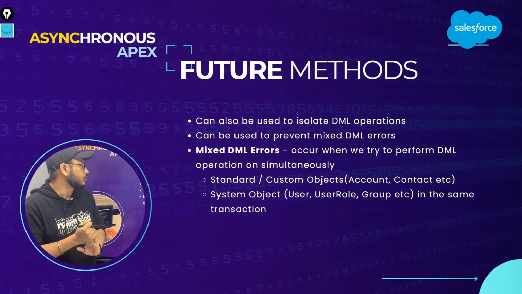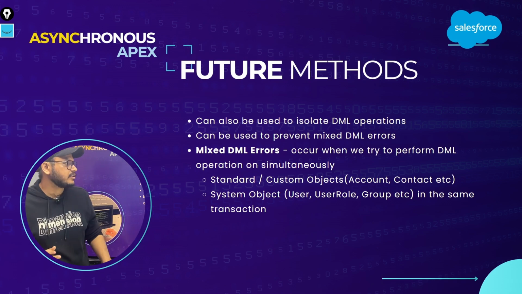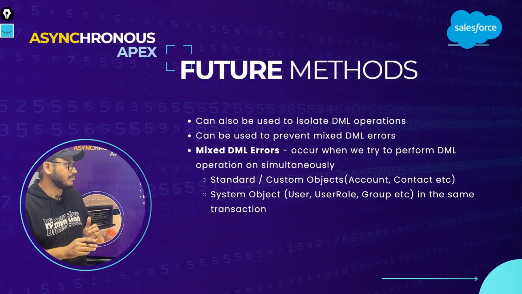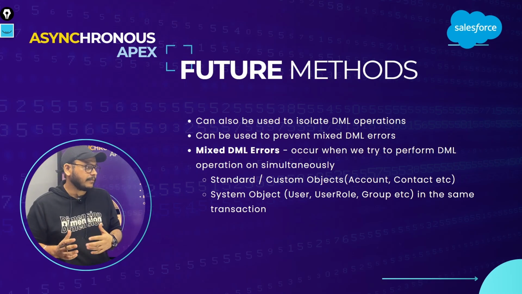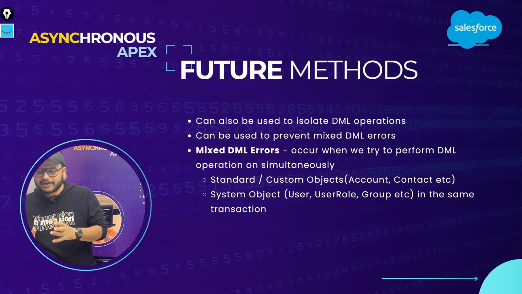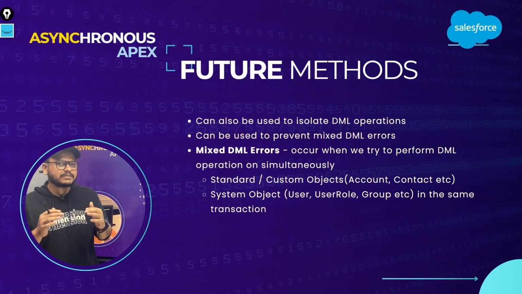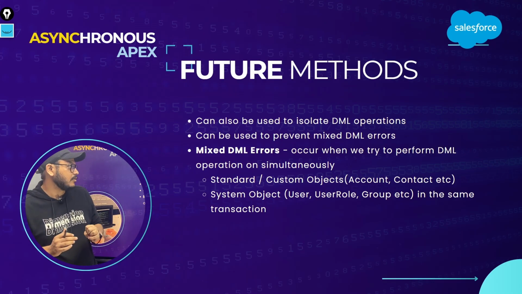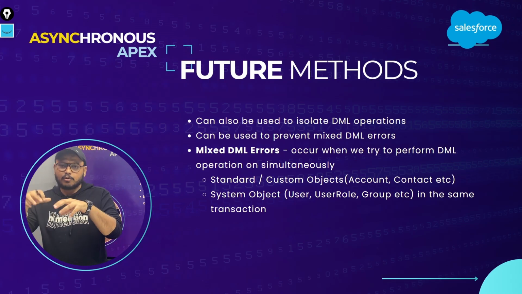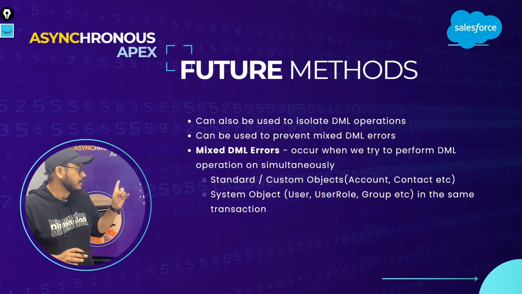Okay, so now, another aspect of the future method. We spoke about where the future method can be used, so let's talk about a few more scenarios where future methods can become very useful. One practical use case of the future method is to work with mixed DML operations. Now, what is a mixed DML operation? A mixed DML operation is primarily when you are trying to do two DML operations in the same transaction with two types of objects. I'm going to come to that.